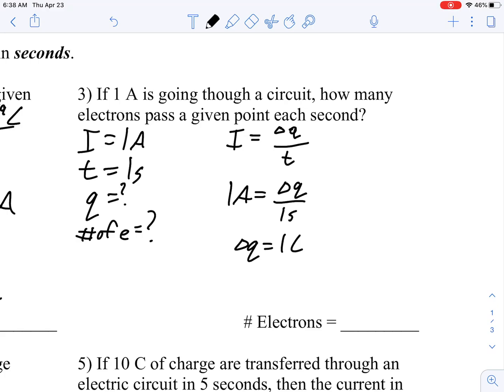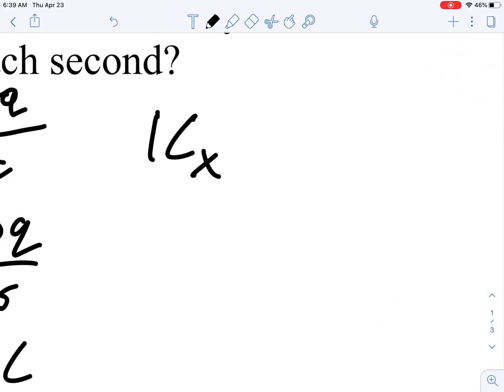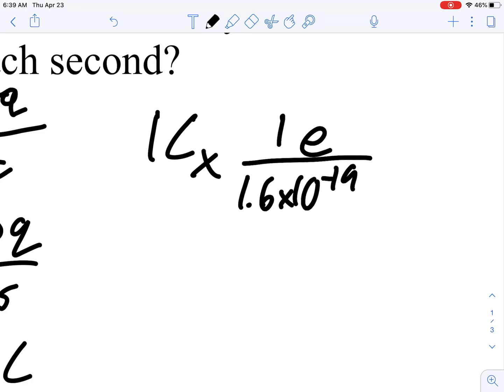All right, well, how do we get now from coulombs to number of charges? If you recall, we did this a little ways back. 1 coulomb multiplied by, remember, 1 elementary charge is equal to 1.6 times 10 to the negative 19 coulombs. So 1 elementary charge over 1.6 times 10 to the negative 19 coulombs. Coulombs cancel. And let's see what we get in our calculator when we do that. So 1 divided by 1.6 times 10 to the negative 19. We get 6.25 times 10 to the 18.